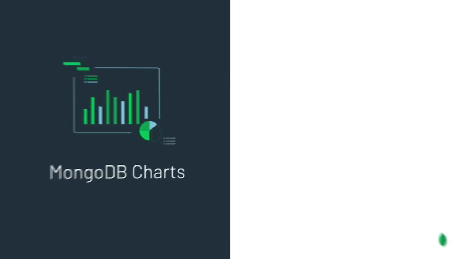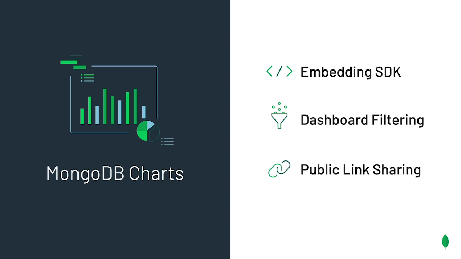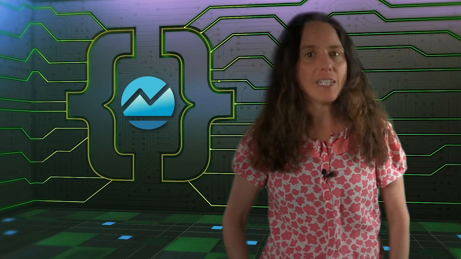MongoDB Charts is always evolving. Take a look at our newest features, including the new Charts Embedding SDK, dashboard filtering, and public link sharing. Charts lets you visualize your document data with an intuitive drag-and-drop interface, allowing anyone to build and share powerful dashboards internally and externally, and developers to code them into your apps without having to waste time pushing pixels.